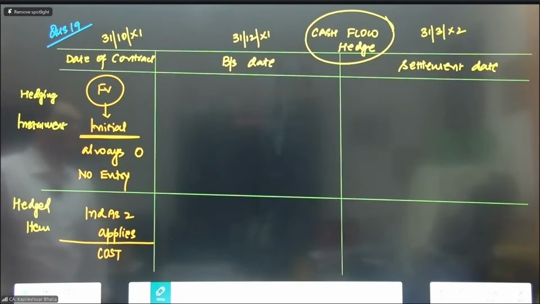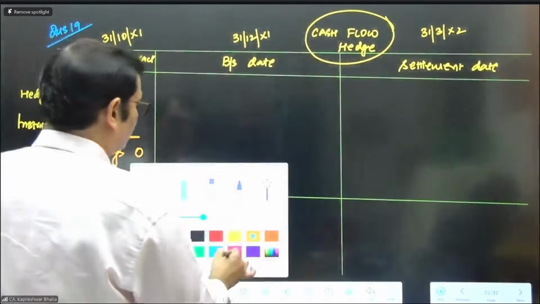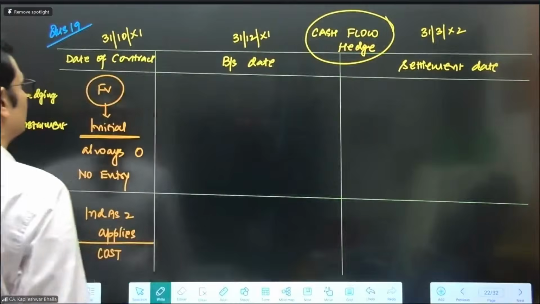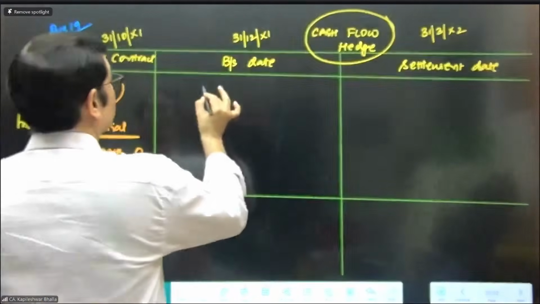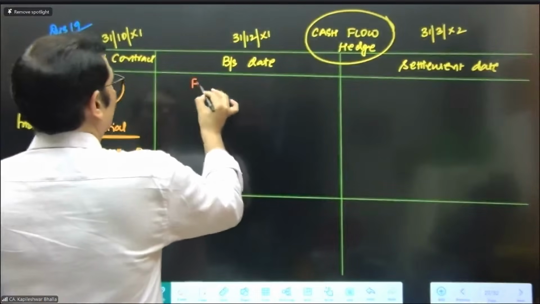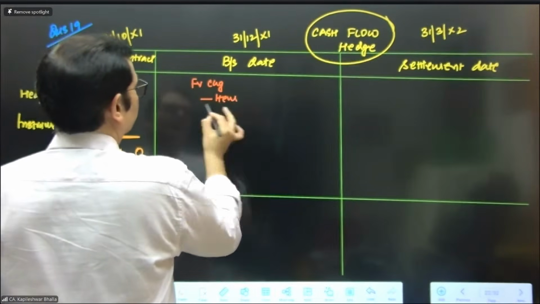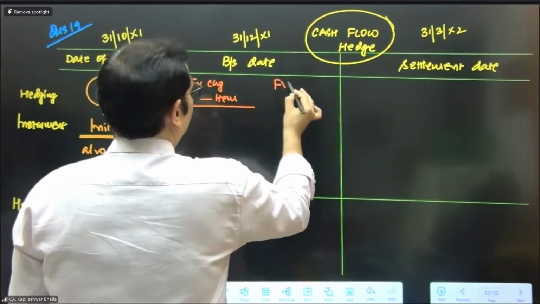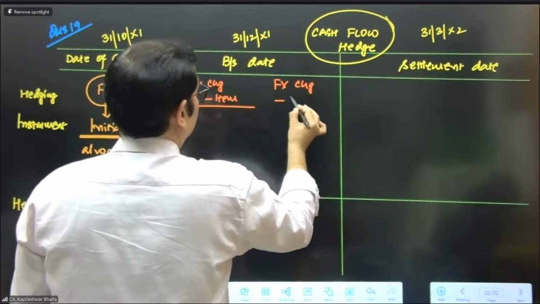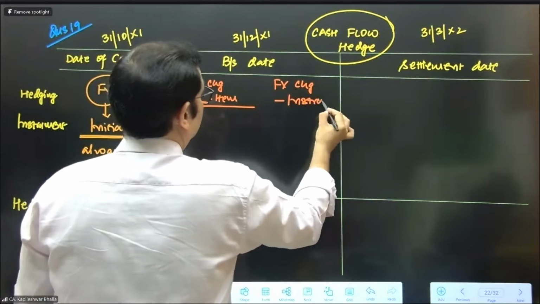Now let's go further. On the balance sheet date, what you need to see is to compare the fair value change in the hedged item, and the fair value change in the derivative instrument.